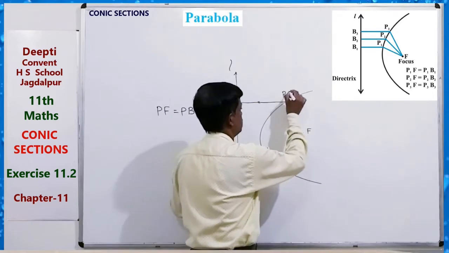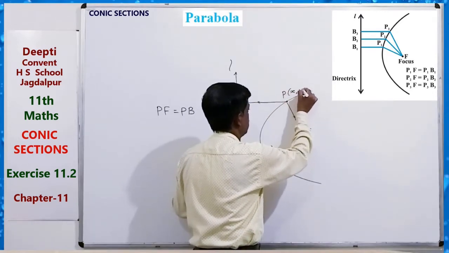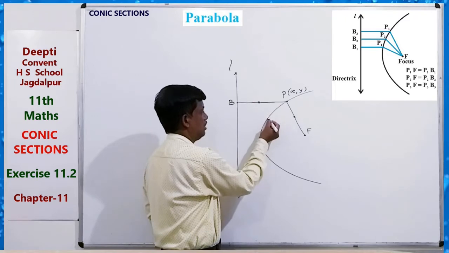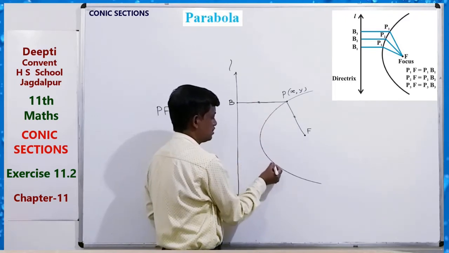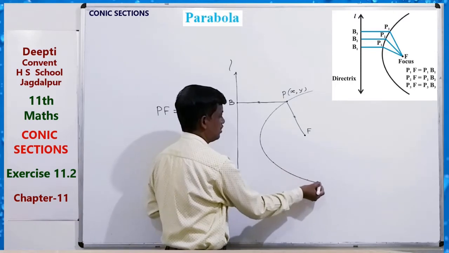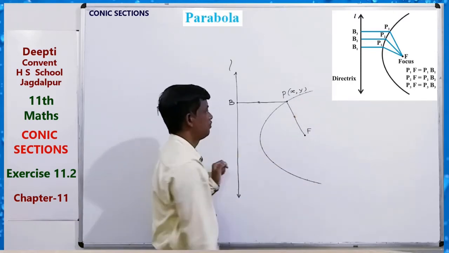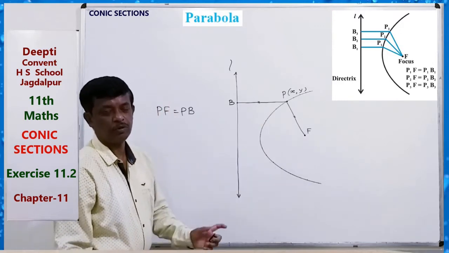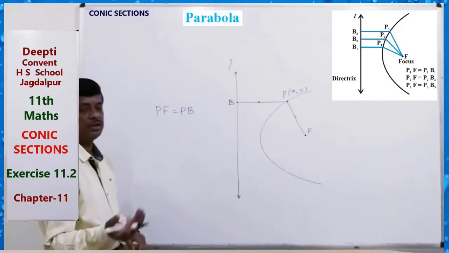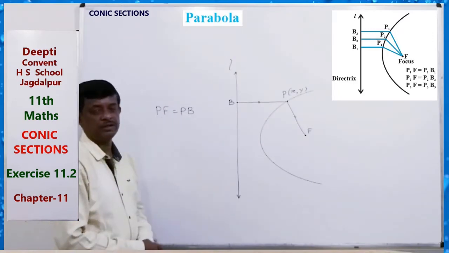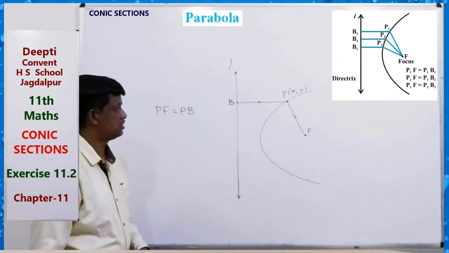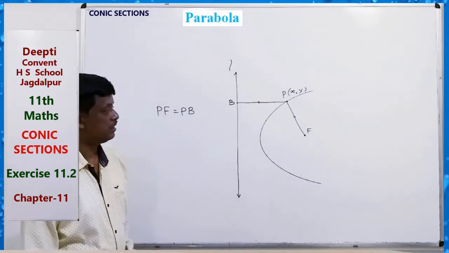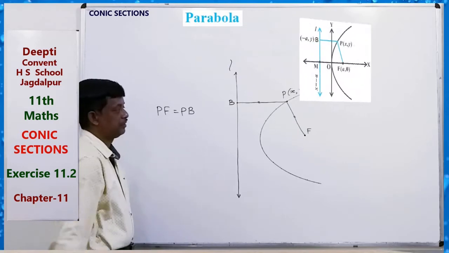If P is an arbitrary point on the parabola, this is really the diagram. You can collect the points, and all these points will be equidistant from the line and the point. So the set of all points which are equidistant from a fixed line and a fixed point is called a parabola. Clear?